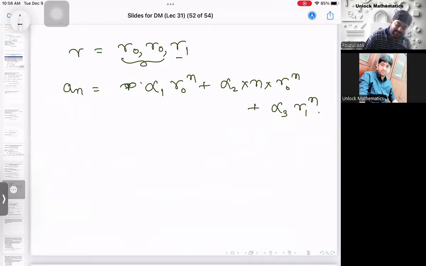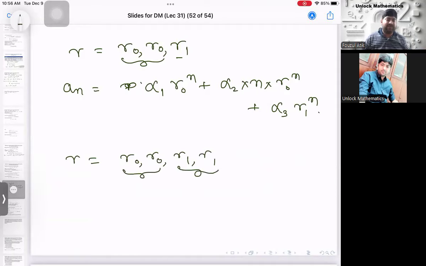Now I may also have roots r0, r0, r1, r1. What will happen? For these two equal roots, whatever the formula is, that will work. And for these two, again for the equal roots, whatever the formula is, that will work. So you'll get a general solution in this way. And after that, just putting in the initial values, you'll get the final solution of it. I hope this is clear.